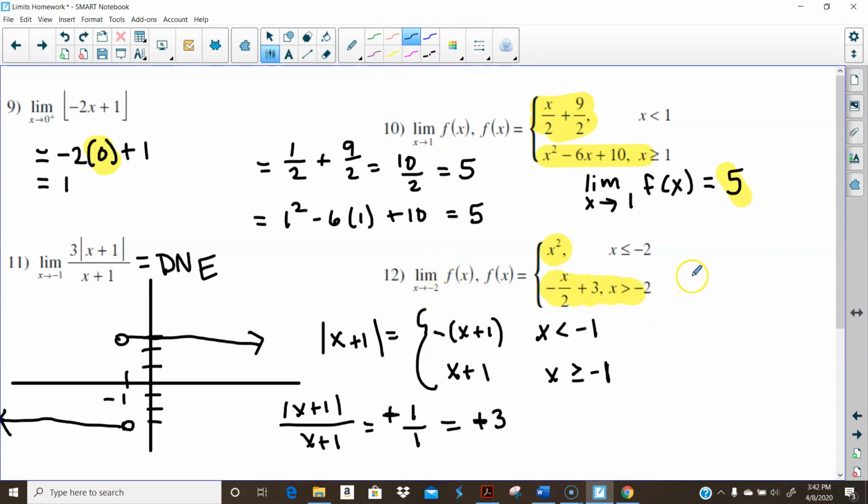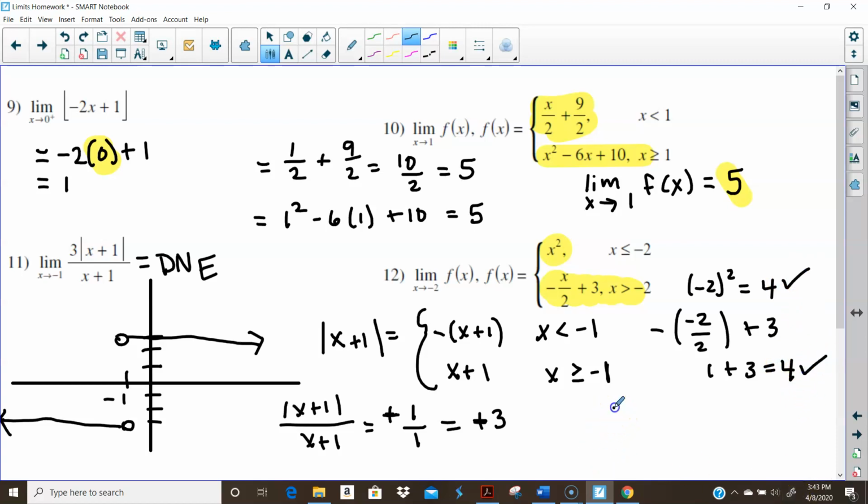To start, we'll put in negative 2 squared, and that's equal to 4. Then we're going to put in the opposite of negative 2 over 2 plus 3. These two negatives will make a positive, which is 1 plus 3, which equals 4 as well. So since these are the same from the left and the right, we know that the limit as x approaches negative 2 of f of x is equal to 4. So our answer to that one was 4.